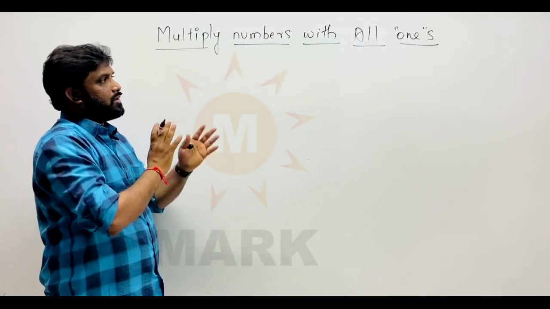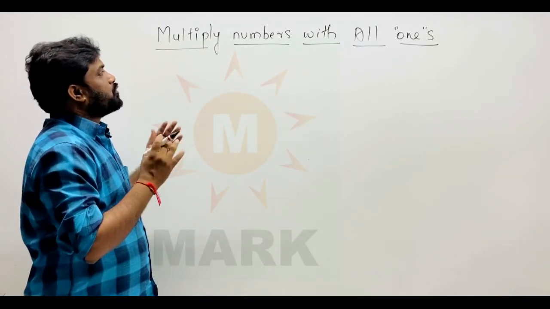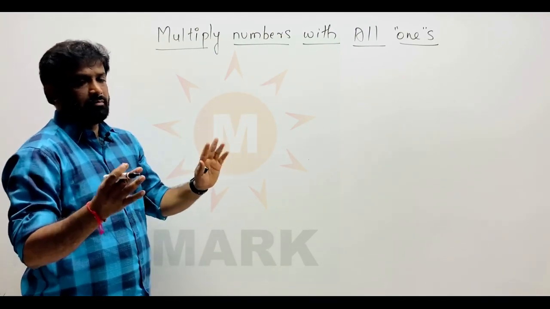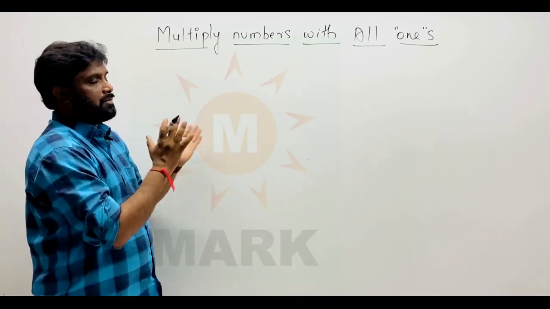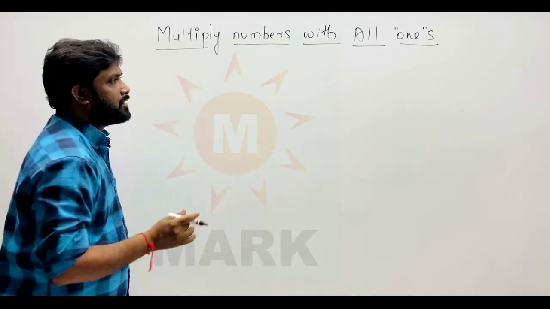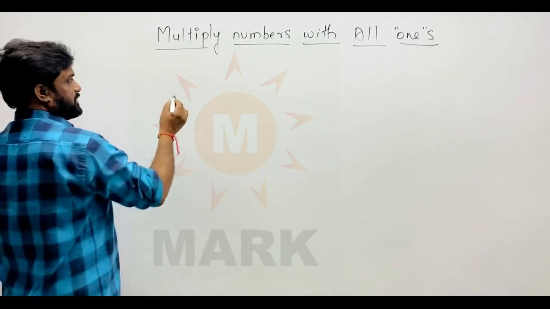Hi friends, now we will be seeing how to multiply numbers with all ones. I'll take some numbers. So I'll multiply two numbers. In both the numbers you will have nothing but ones. So let us go into the multiplication.